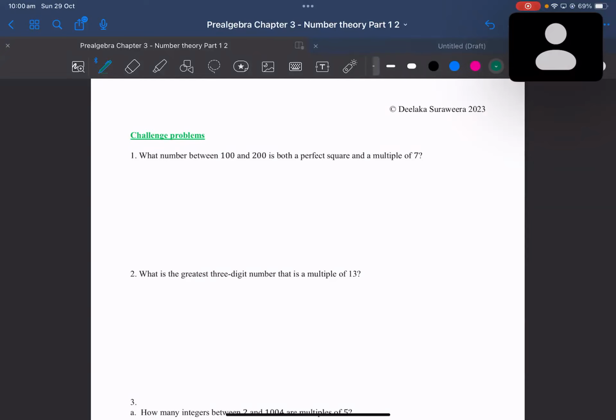There's only 11, 12, 13, 14 between 100 and 200. Think of one perfect square between 100 and 200, the smallest one. Just give a number and square it and see if it's bigger than 100.